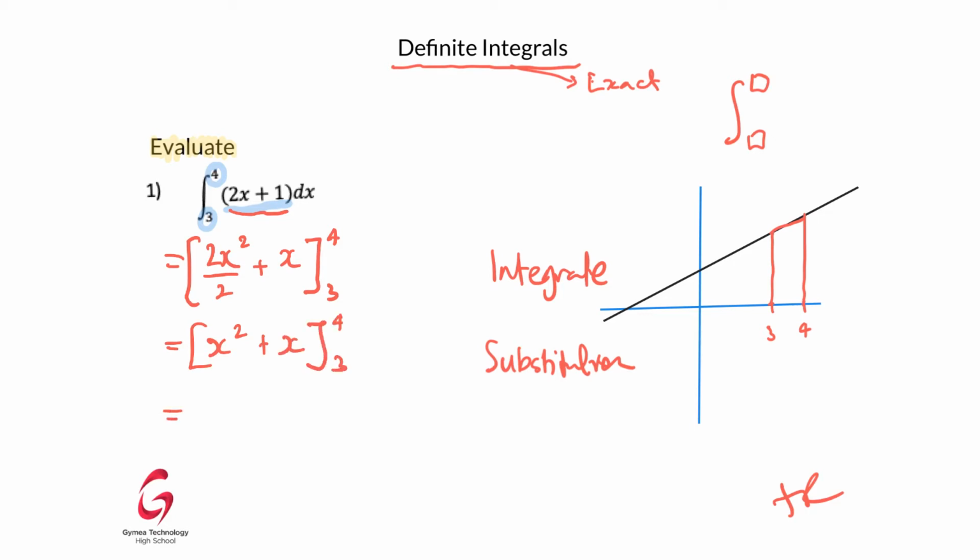All right, now what we're going to do is we're going to substitute the value of the 4 in, and then from that, we're going to take away the answer of substituting the value 3 into that function. So we're going to get 4 squared plus 4, take away 3 squared plus 3. Okay, that being 20 take away 12, giving us a value of 8.